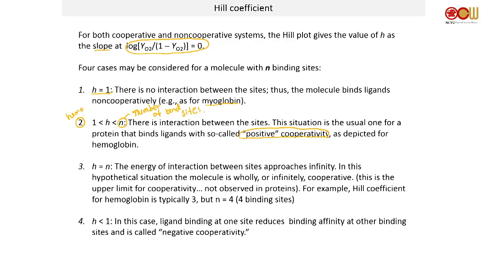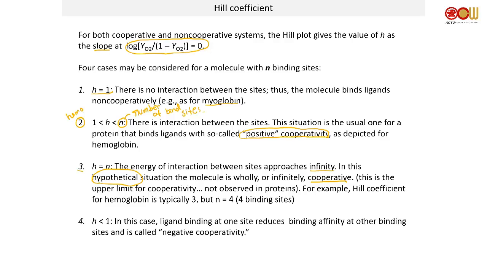Now, number 3, H is equal to N. This is where the energy of interaction between sites approaches infinity in this hypothetical. There's no enzyme that has H equal to N. In this hypothetical situation, the molecule is wholly or infinitely cooperative. This is the upper limit for cooperativity. You cannot have H larger than N.